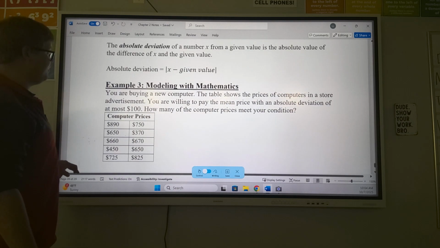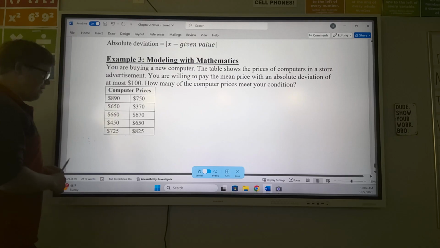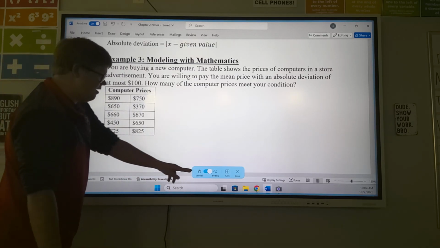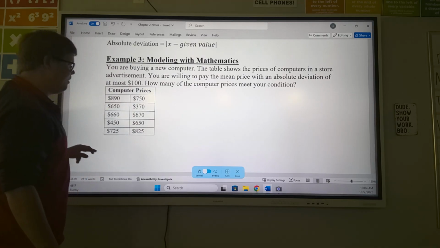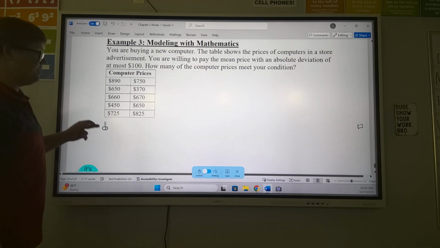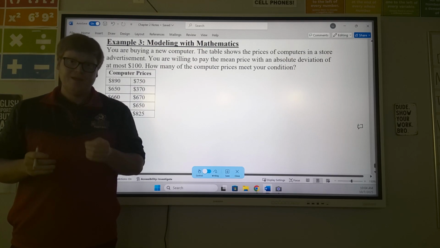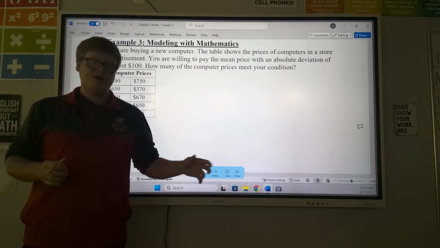To move on to absolute deviation. Now, absolute deviation is just like the margin of error in science, which I don't know if you guys know what the margin of error is or not. But the margin of error basically is you have a set value, right? And you're willing to go over by a certain amount, and you're willing to go under by a certain amount.